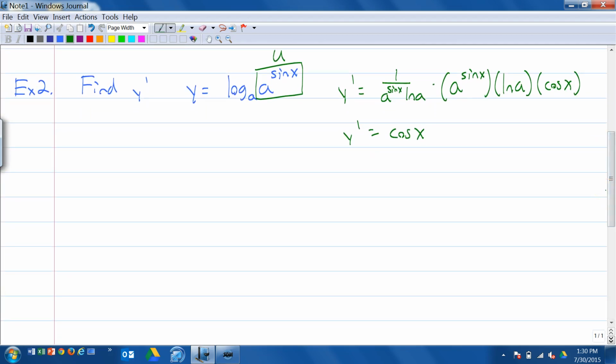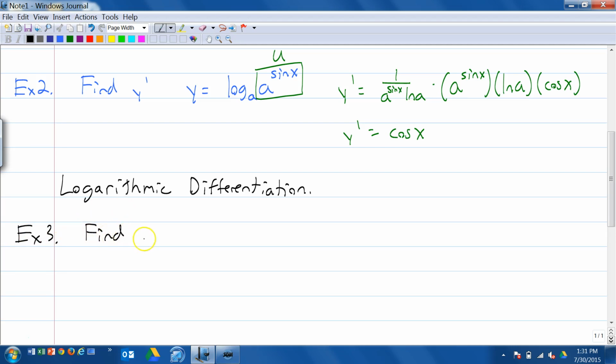There is one thing that we can also do, and it's called logarithmic differentiation. I'll just write that out. And this helps you solve problems, or take the derivative, when the power is a variable. So here's the example we're going to do for that. If I want you to find y prime for y is equal to x to the x.